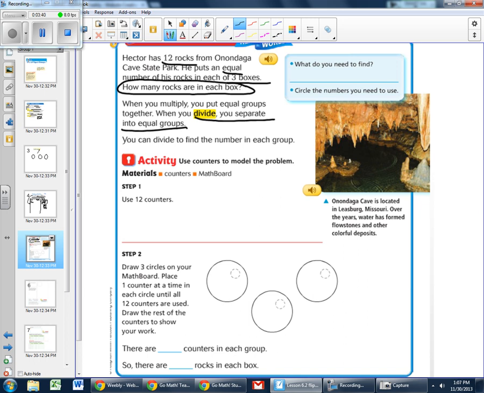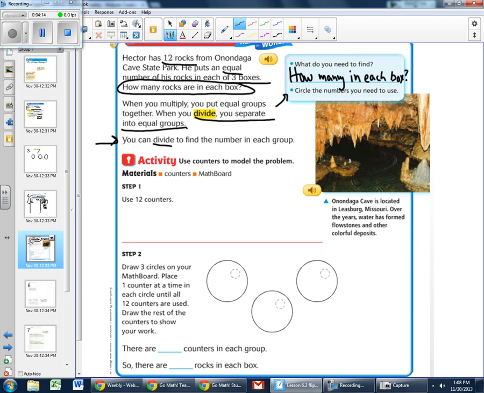Okay, looking at our blue box, what is it that they want us to find? All we have to look for is our question word and what we circled. They want us to find out how many rocks in each box. And up that said circle the numbers we need to use, we underlined, so that's fine too. It's giving us a hint here that it wants us to put them into equal numbers into boxes, which tells us that we're going to divide because we're separating them into equal groups.